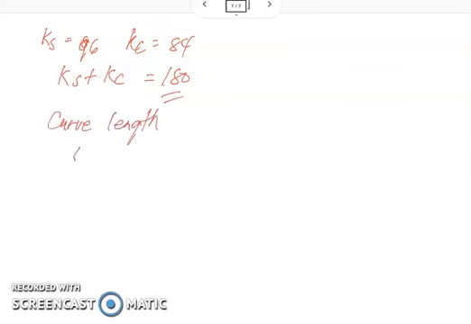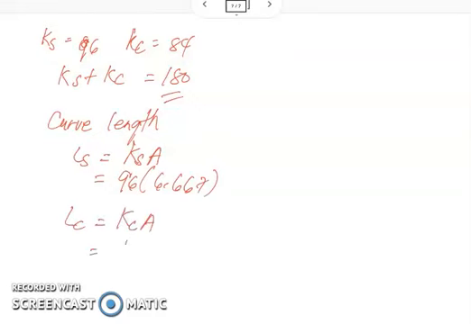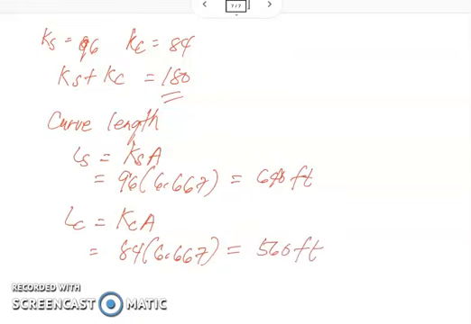your L sub S is equal to K sub S times A, and this will be equivalent to 96 times 6.667. And L sub C, which is equivalent to K sub C times A, this is actually equal to 84 times 6.67. So this gives us a value of 640 feet. That's one. The value is 560 feet. So this is the length of the sag curve, which is 640. This is the length of the crest vertical curve, 560.